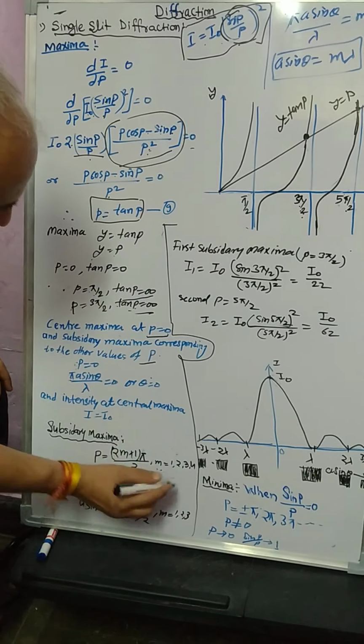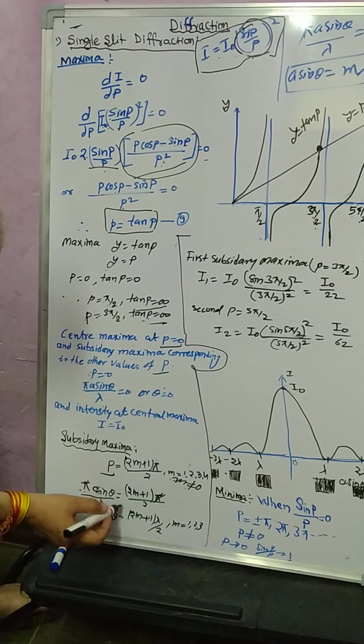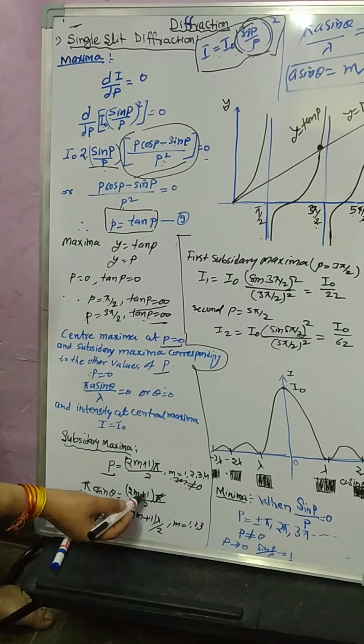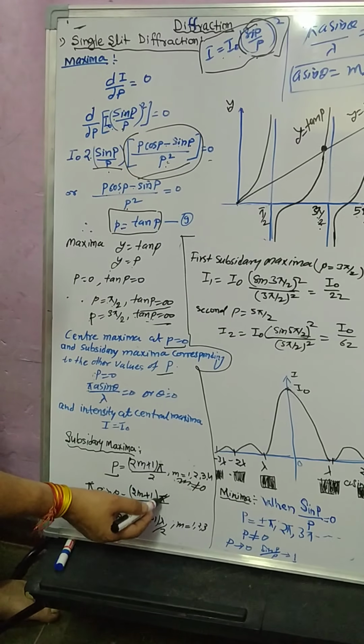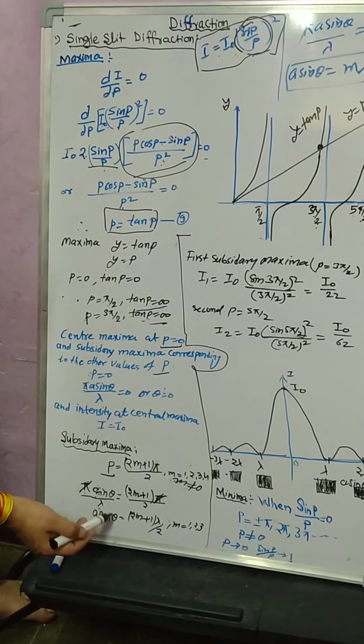The condition: on the left side, pi a sin theta upon lambda equals (2m plus 1) by 2 into pi. Pi cancels with pi, so a sin theta upon lambda equals (2m plus 1) by 2. So a sin theta equals (2m plus 1) lambda by 2, where m is 1, 2, 3, 4, 5, is the condition of subsidiary maxima.